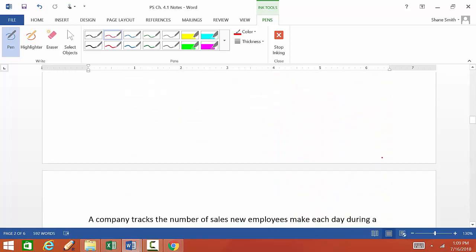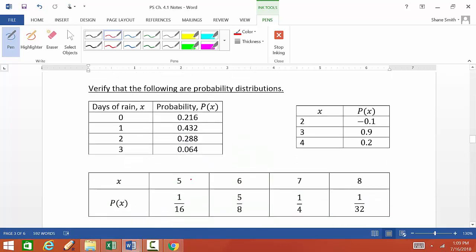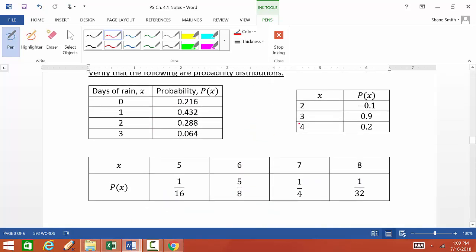All right, so try to do this next page on your own, and I'll complete it relatively quickly. Come up with the probability distribution, and then on the bottom there are 3 different charts I give. Identify which of these charts are probability distributions and which are not probability distributions.